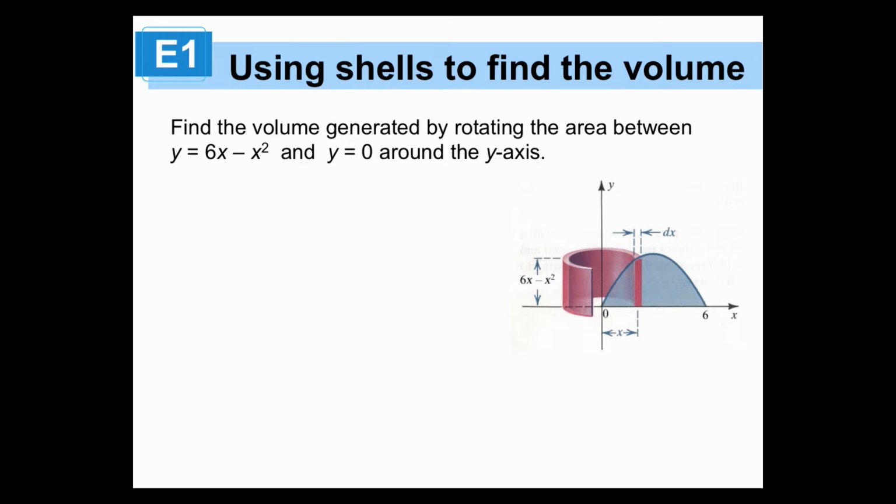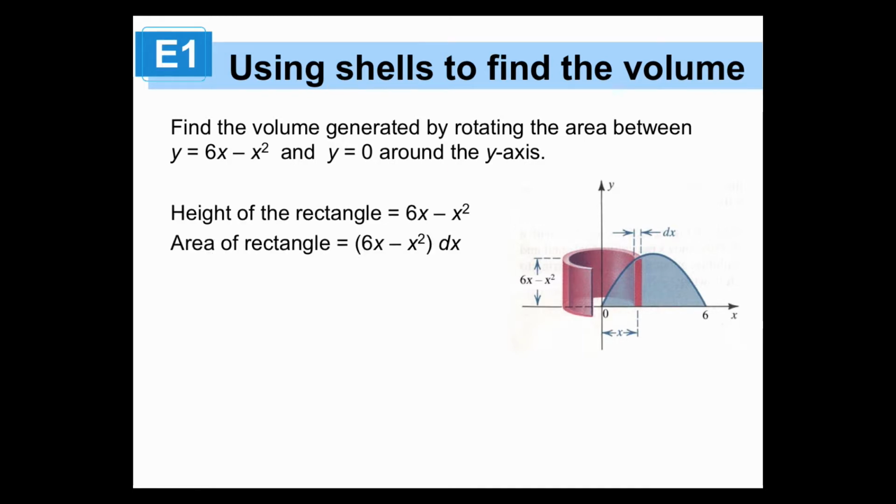So for a shell, we need two things. We need the distance that rectangle is away from the y-axis, which is x, and we need the area of the rectangle. What's the area of that rectangle? 6x minus x squared dx. Good. There's the height of the rectangle, and there's the area of the rectangle. And then we integrate it from what to what? 0 to 6, because we're sliding rectangles this way from 0 to 6.